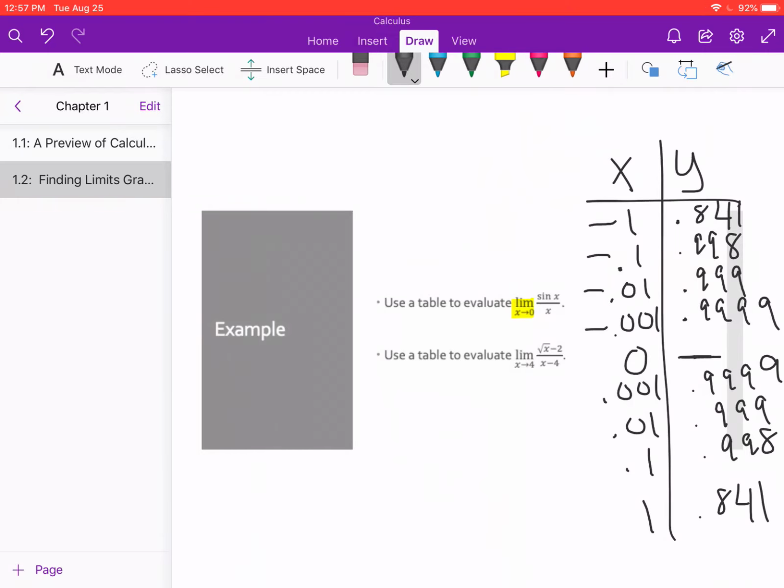All right, so how do we interpret this table is the question. We want to look, as we get closer and closer to 0 in our x values, at what's happening with our y values. And we can see that as we go down here, we're getting pretty close to 1. Same thing if we go from the right side, or the positive side, we're getting pretty close to 1 there too. So using that table, we can deduce that the limit is equal to 1.